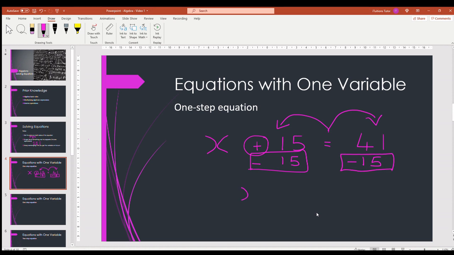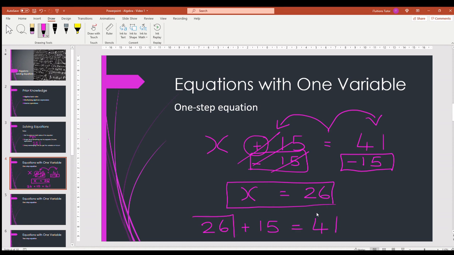Now I do have x on its own because this cancels out. x equals 41 take away 15, which is 26. x is equal to 26. You can check your answer. We've solved this equation, and now we know that x is equal to 26. So if you replace the x with 26, 26 plus 15 equals 41. It tells us that our answer is correct.